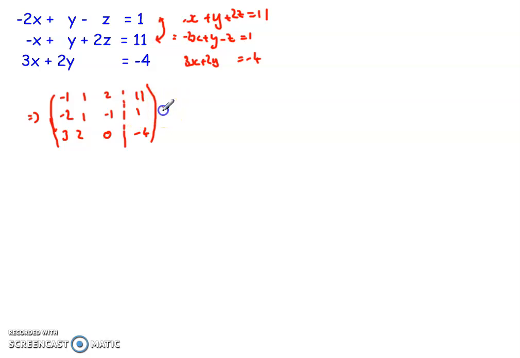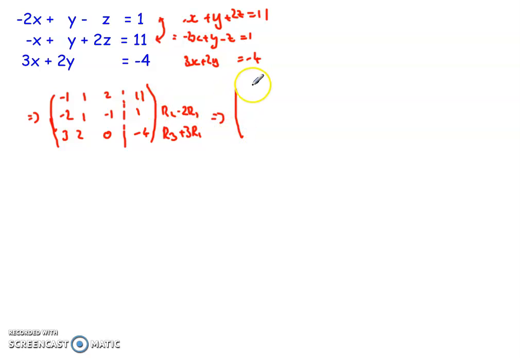So if I do row 2 take away 2 row 1, this will become a 0. And if I then do row 3 plus 3 row 1s, that will become a 0 again as well. So that's the first row operation I do.